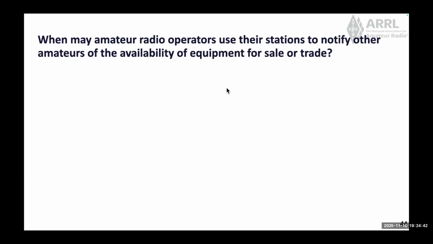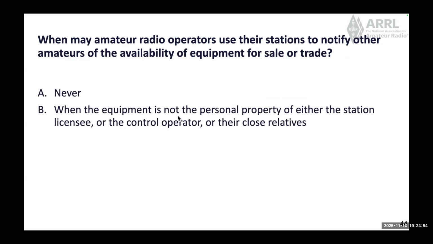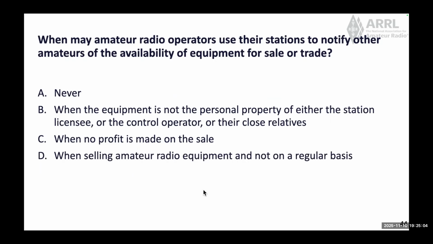When may an amateur operator use their station to notify other amateurs of availability of equipment for sale or trade? Now we're talking about radio equipment. The answer A, never. B, when the equipment is not the personal property of either the station licensee or the control operator or their close relatives. C, when no profit is made on the sale. D, when selling amateur radio equipment and not on a regular basis.